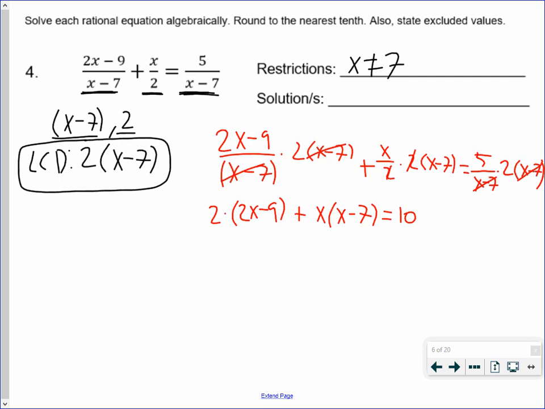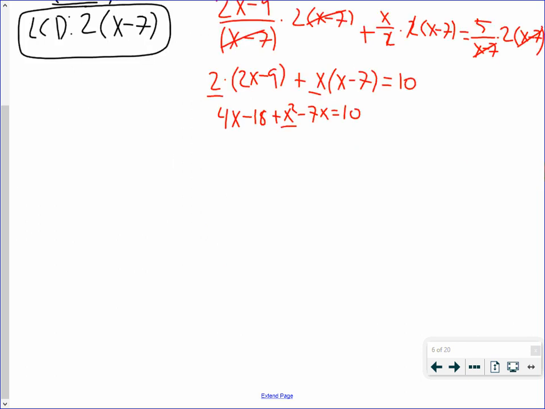All right, now I'm going to distribute out this 2 and this x. When I do, I have 4x minus 18 plus x squared minus 7x, all equals 10. Now I'm going to add like terms. I see I have an x squared here, so that tells me I'm probably going to have a quadratic to solve. I need to make sure everything is set equal to 0, so I'm going to rewrite this while subtracting the 10 over. So x squared, 4x and negative 7x gives us negative 3x, and negative 18 minus 10 is negative 28, all equal to 0.